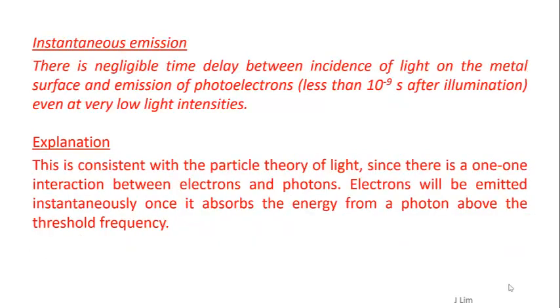Instantaneous emission. There is negligible time delay between incidence of light on the metal surface and emission of photoelectrons, even at very low light intensities. This is consistent with the particle theory of light, since there is a one-to-one interaction between electrons and photons. Electrons will be emitted instantaneously once they absorb the energy from a photon above the threshold frequency.